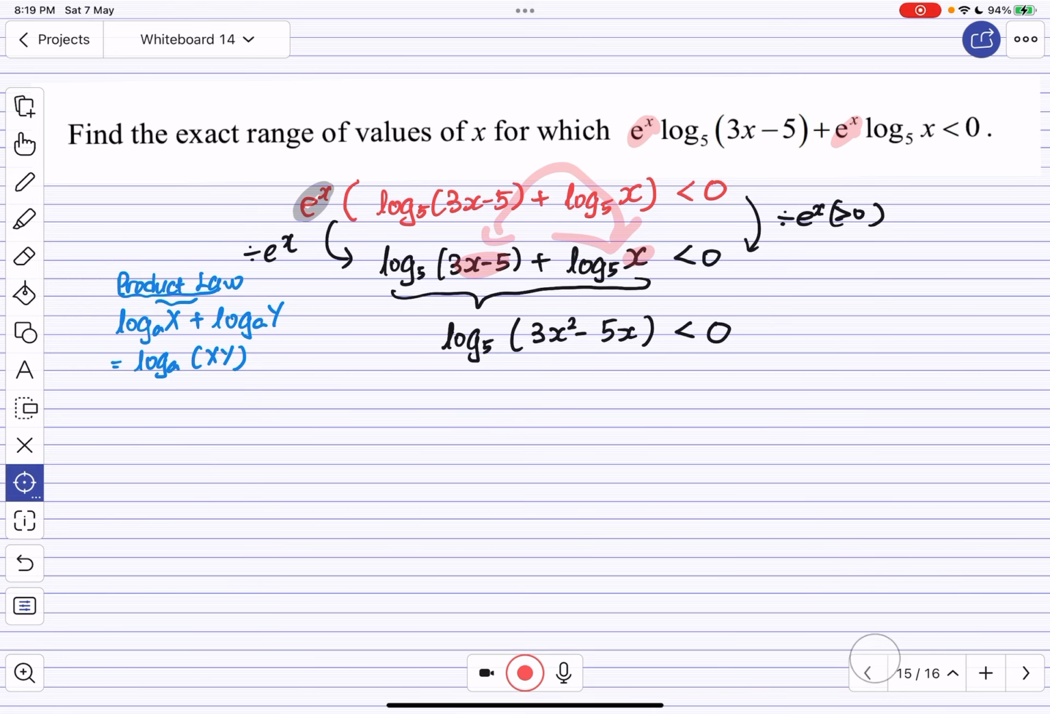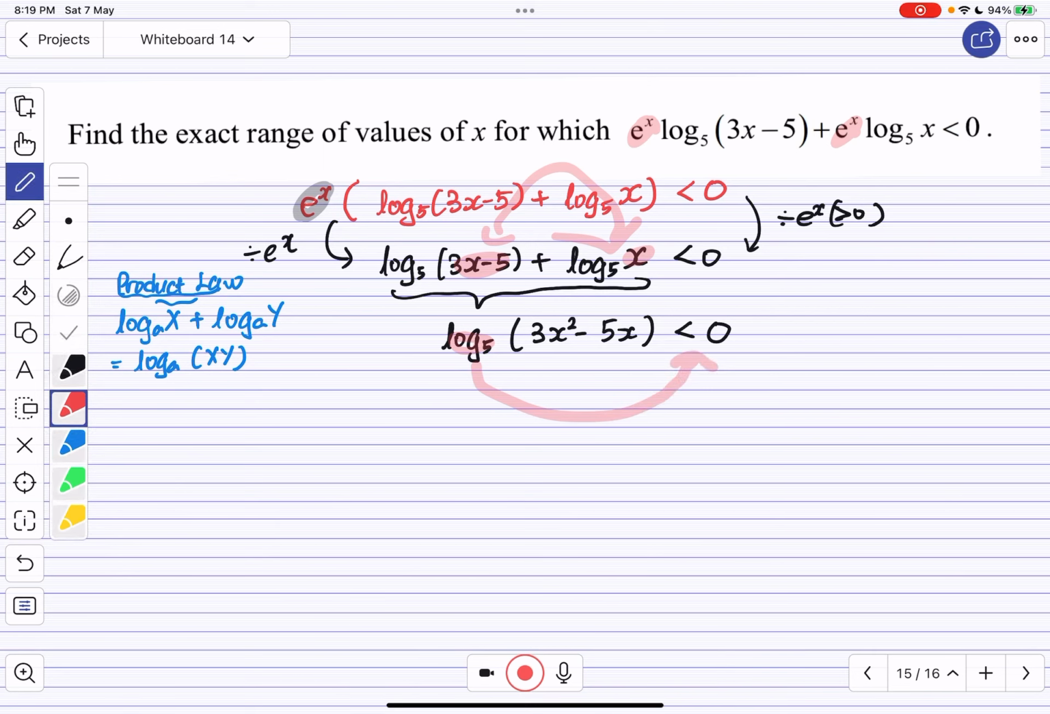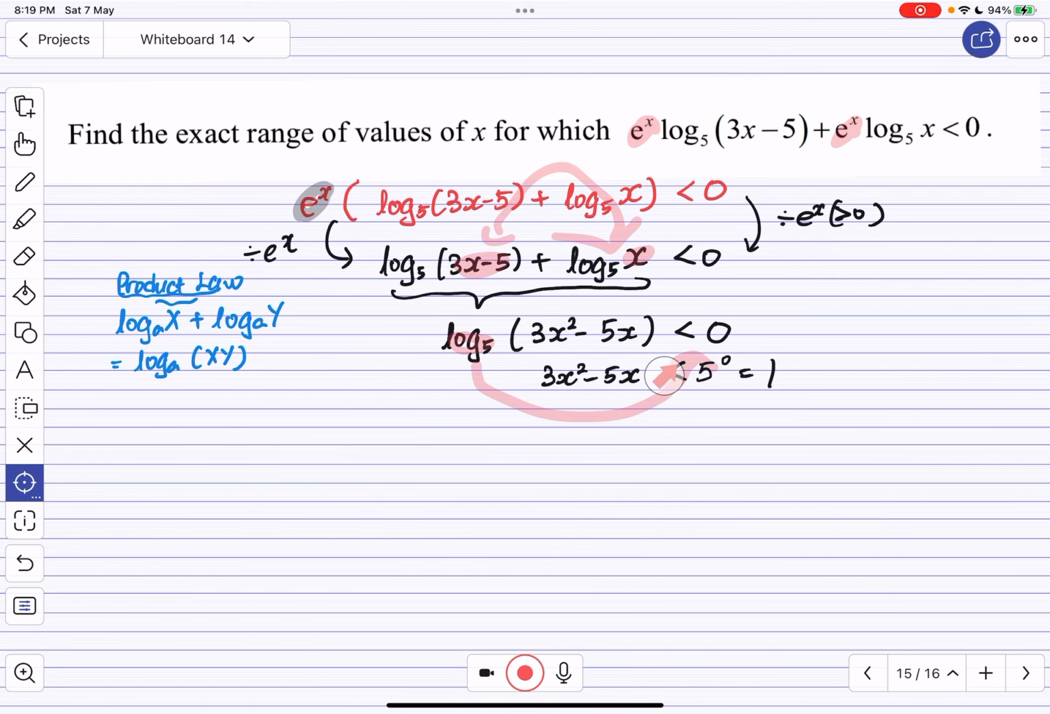So from here, log base 5 of (3x squared minus 5x) is less than 0. What does it tell you if this term is less than 0? Simply, we can convert this from the logarithmic form to the exponential form. This just gives me 3x squared minus 5x to be less than 5 to the power of 0, which in turn is just 1. Remember that because the base here is more than 1, changing to the exponential form does not affect the direction. Only if the base is between 0 and 1 will the direction switch.